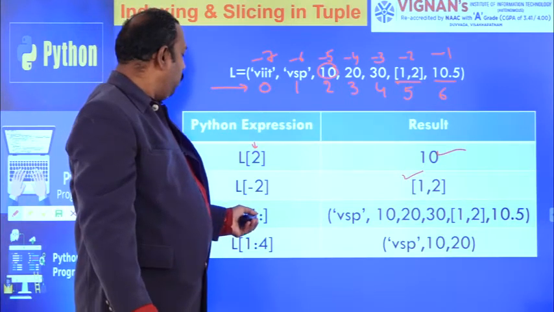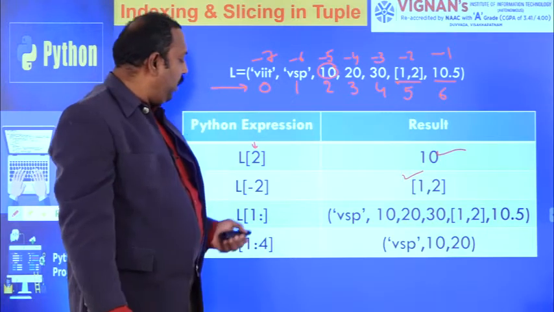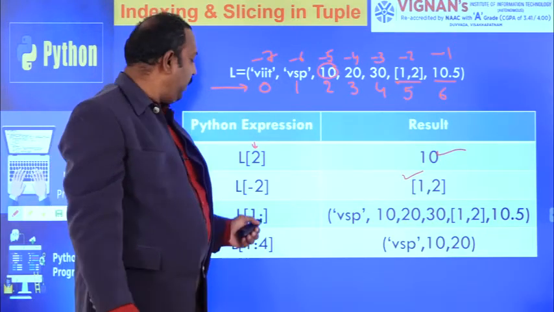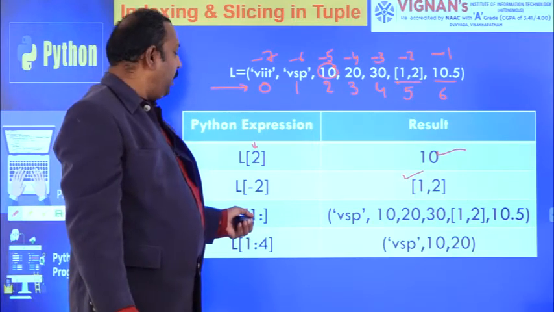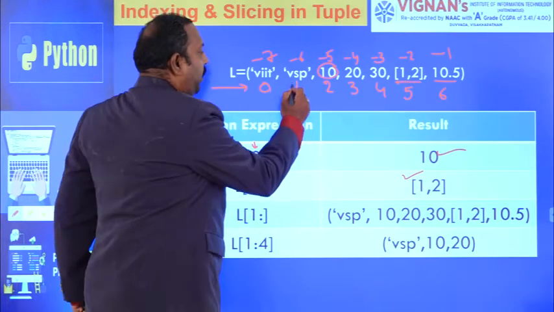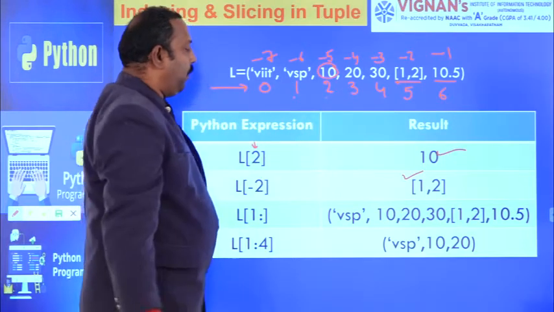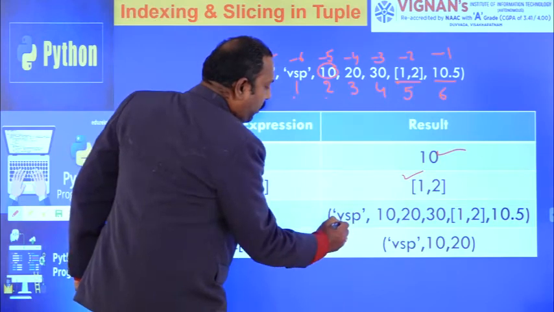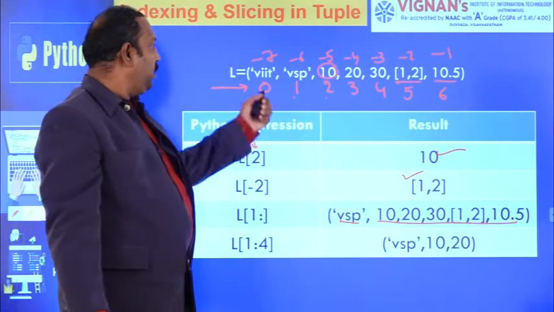And L of 1 colon, with the end value not specified. This is starting value 1, end value is not specified. That means till the end of the tuple it will be considered. So it starts from index 1: VSP, 10, 20, like this it will print all the values in the tuple.